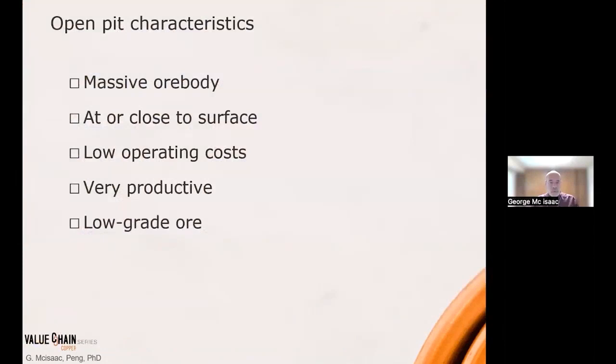Some characteristics about open pit: we're looking for massive ore bodies that have hundreds of meters laterally and also vertically. They need to be at or close to surface. So basically we wish to limit the amount of material that we take off the top before we actually reach the ore, again for economic purposes. If it's too deep, there are other mining methods we can use. In general, open pit mining has a low operating cost. This method can be very productive and it's very appropriate for low-grade ore.